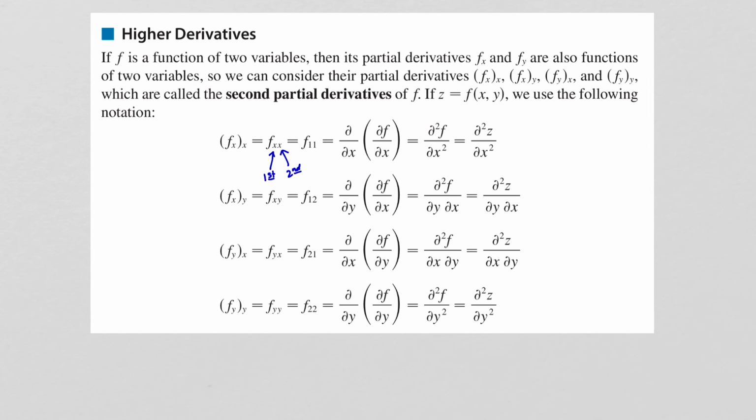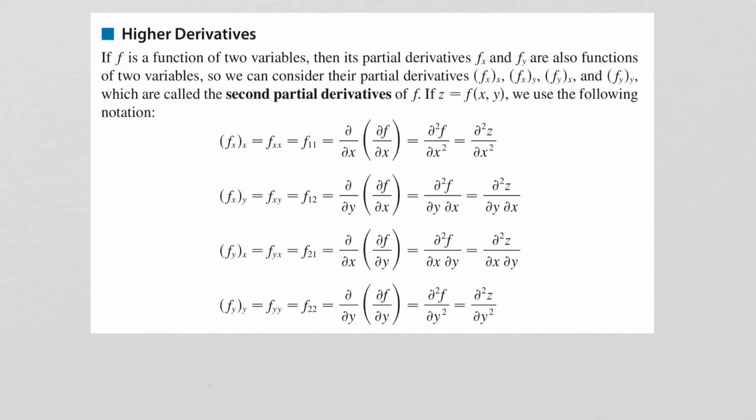But if I have the function fx, I could have chosen to take the derivative of that function with respect to y. We would call this second partial derivative fxy. Likewise, if I took the first derivative with respect to y, I can take the second derivative with respect to x. We call this derivative fyx. And finally, if I have the derivative with respect to y, I can take the derivative of it with respect to y, and its notation is fyy.